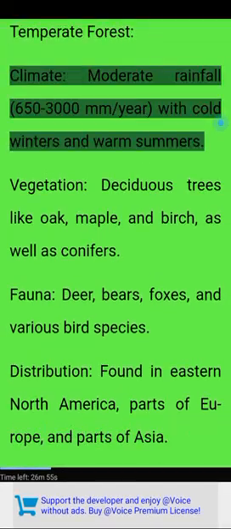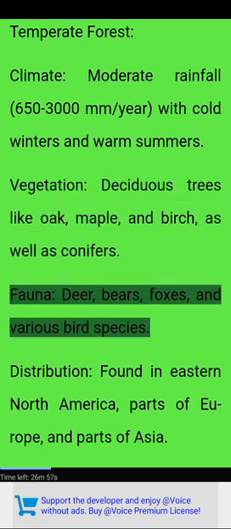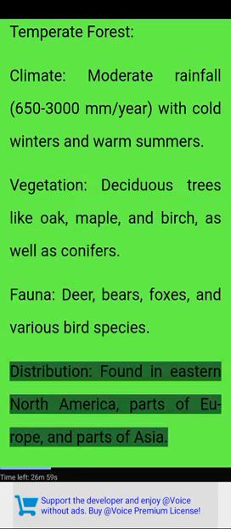Temperate forest. Climate: moderate rainfall, 650–3,000 millimeters per year, with cold winters and warm summers. Vegetation: deciduous trees like oak, maple, and birch, as well as conifers. Fauna: deer, bears, foxes, and various bird species. Distribution: found in eastern North America, parts of Europe, and parts of Asia.